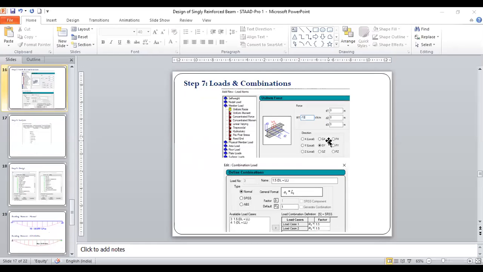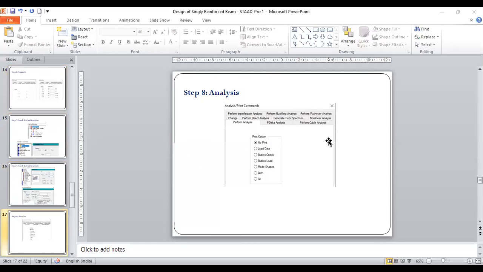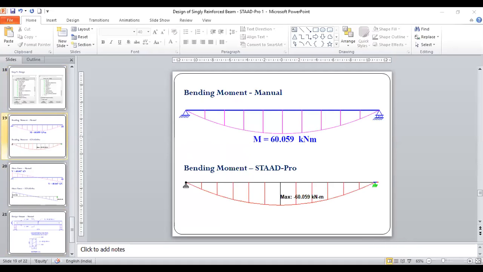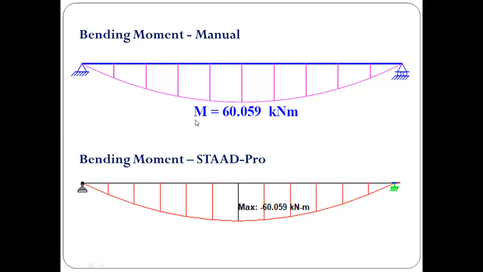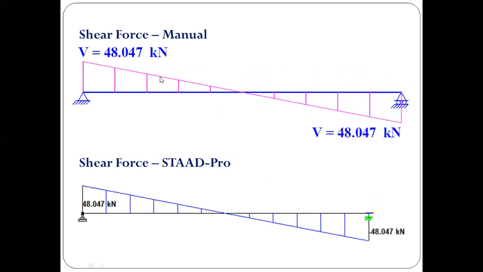So I'm just clicking on the presentation. So let us see the results. Okay, so bending moment, the actual one without rounding up, we get 60.059 kilonewton meter. So we get the same in STAAD-Pro. The bottom one is the STAAD-Pro result and the top one is the manual one. Okay, and same with shear force, we get the same amount of shear force.